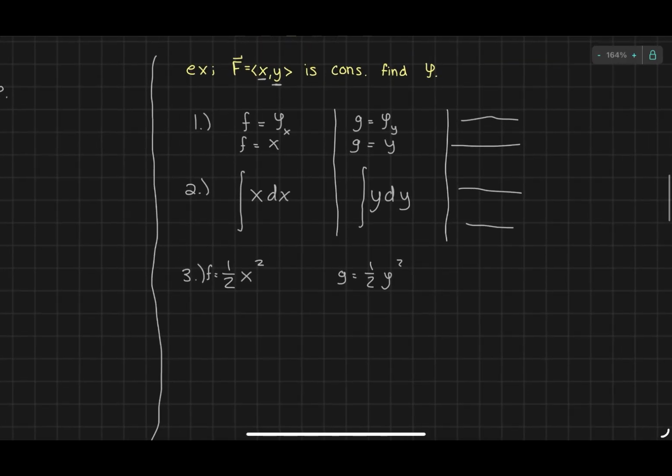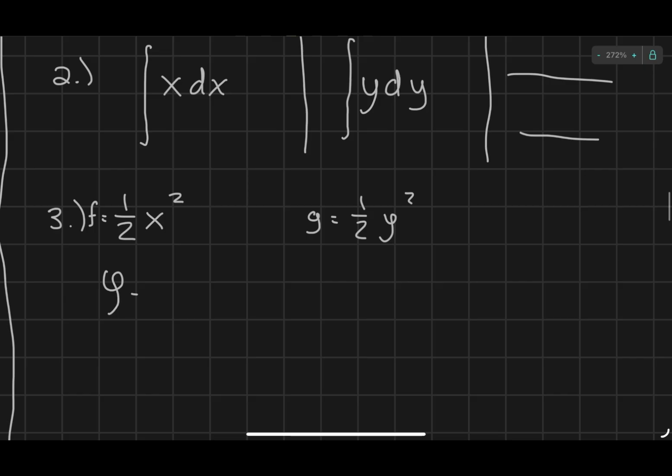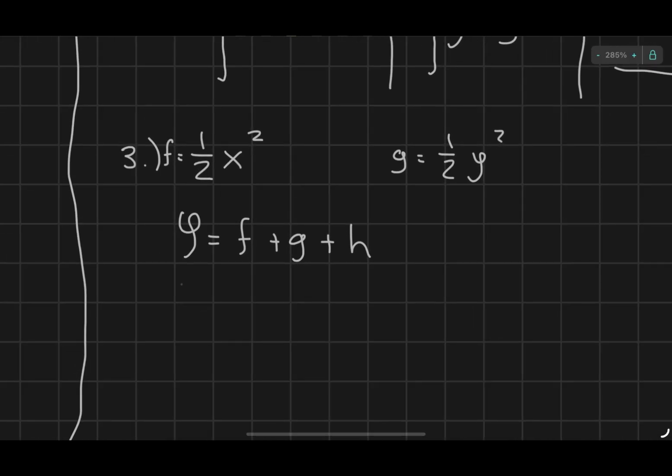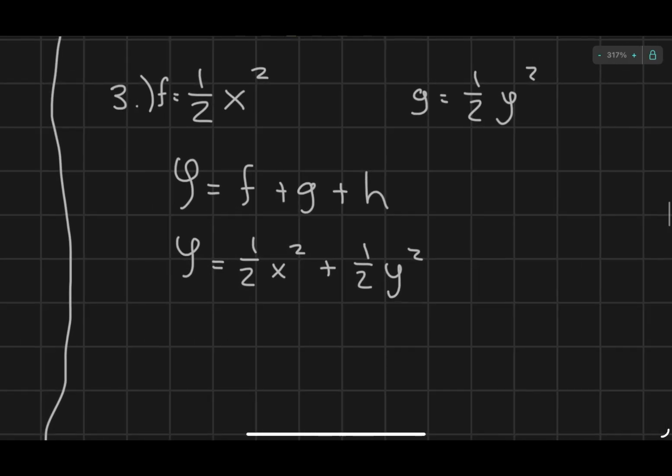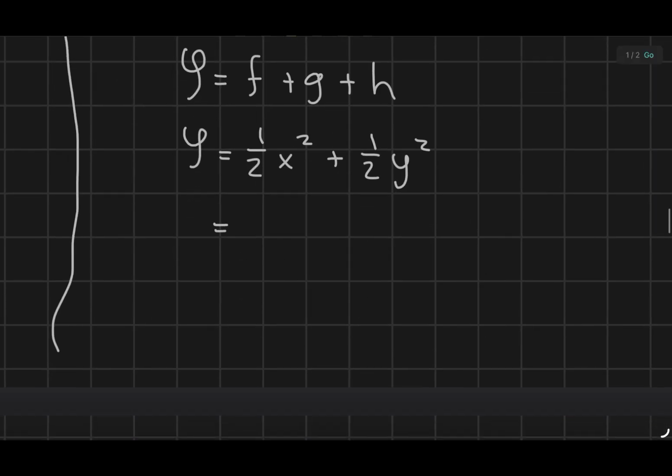So our potential function, well, that's just going to be f plus g plus h, roughly. So when combining this, well, we're going to have 1/2 x squared plus 1/2 y squared plus, and then, you know, this z component doesn't really matter, right? And this can just be simplified as 1/2 x squared plus y squared. And that is our potential function phi.